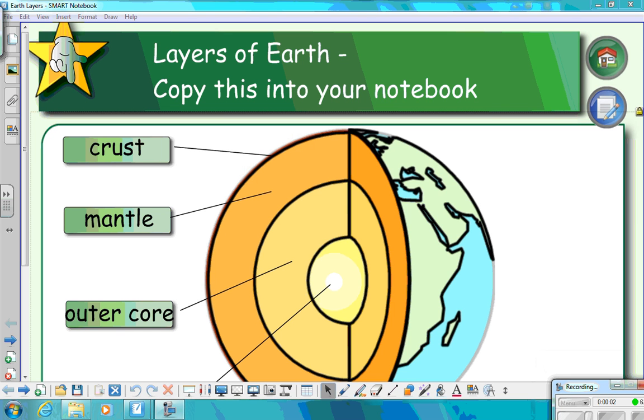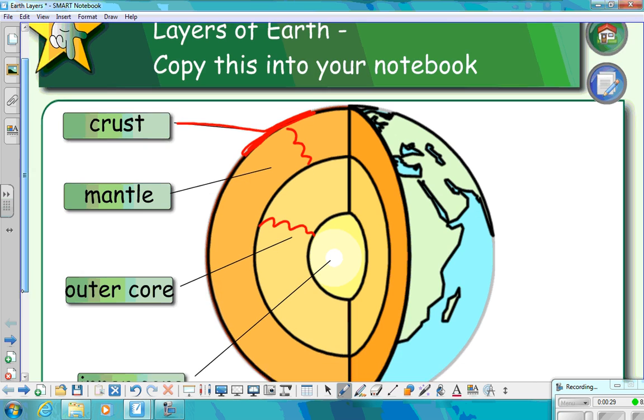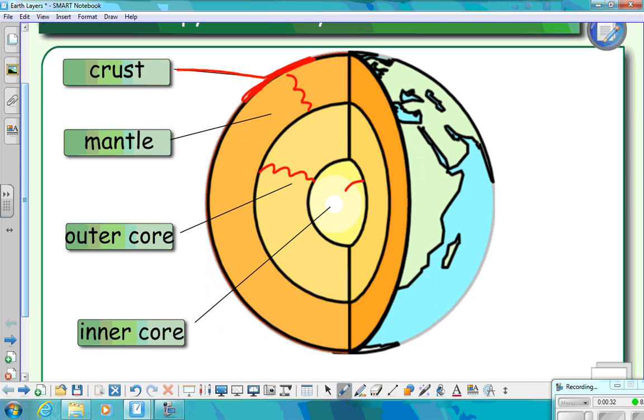Okay, I want to introduce to you Earth's interior layers. The ones that we will focus mostly on is the crust, which is this outermost layer of the Earth. Then we have the mantle, which is all of this area here. Then we have the outer core, which is all of that area. And then lastly, we have the inner core, which is all of this area here.